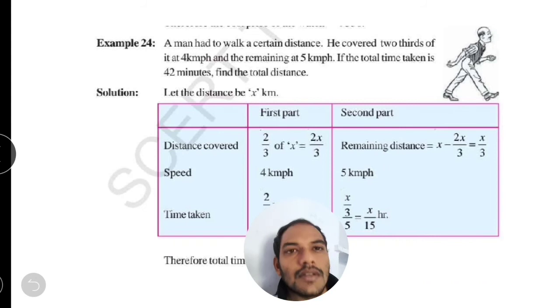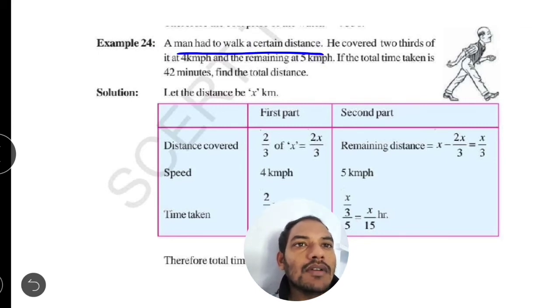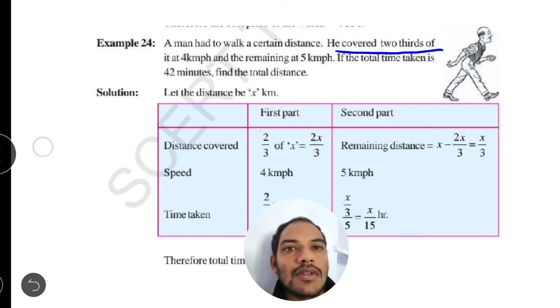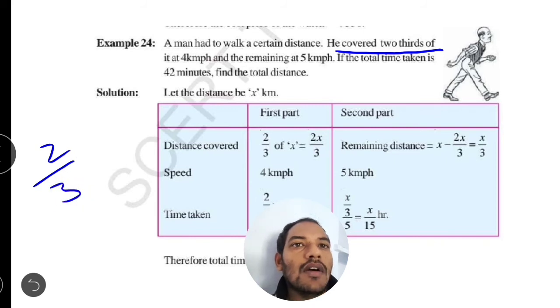So let's start speed related questions. Yesterday I said to you I will prepare a separate video for speed related questions. So example 24: a man walked a certain distance. He covered 2/3, that is 2 by 3 of it, at 4 kmph. Kmph means kilometer per hour, so it is a speed. And the remaining at 5 kmph.